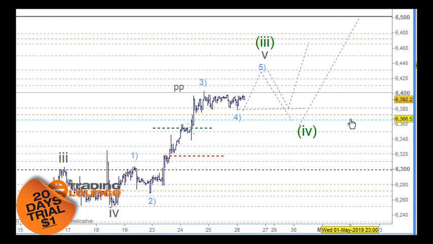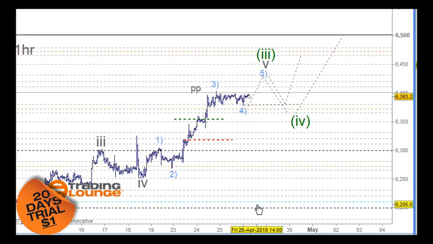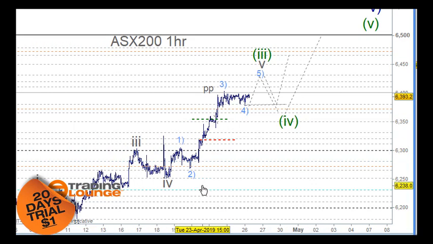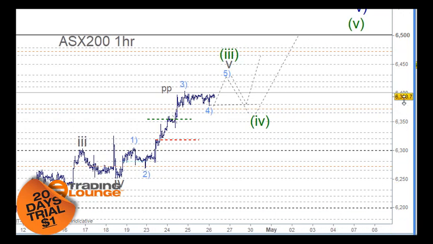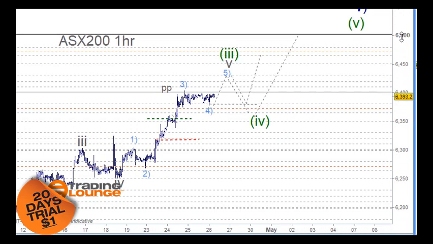Yeah, it's just really a matter of holding long, really. This trend is not completed. That's the good news about this. And I'll readjust this particular count here to play out properly. But yeah, look, the other point here too is that we're at 6,400.